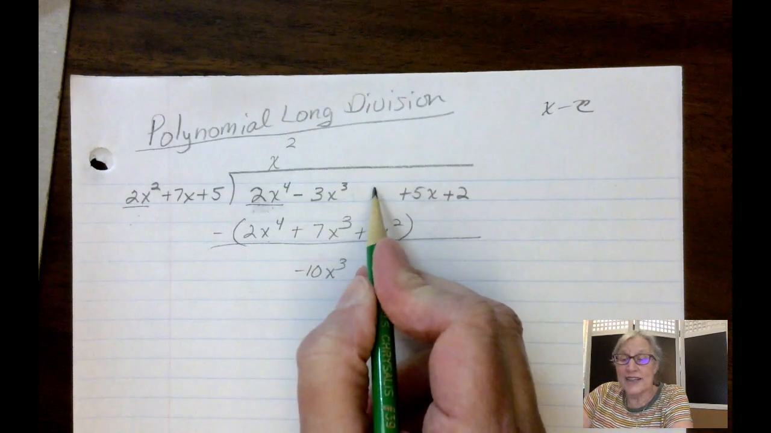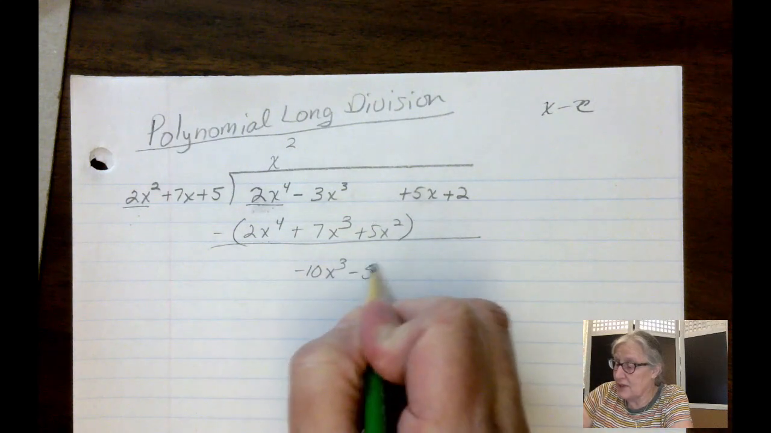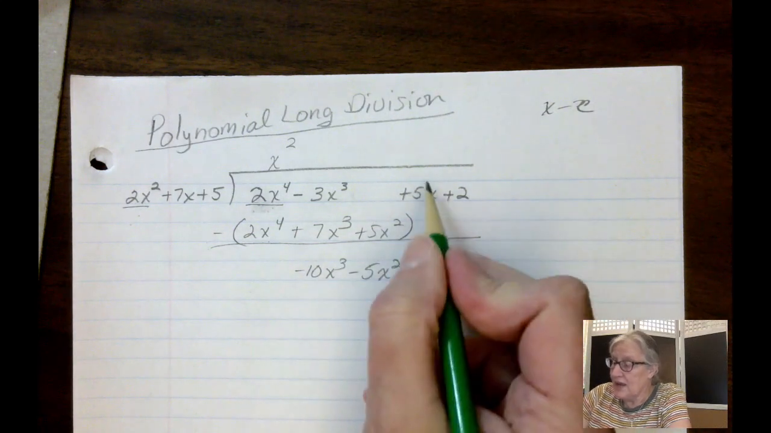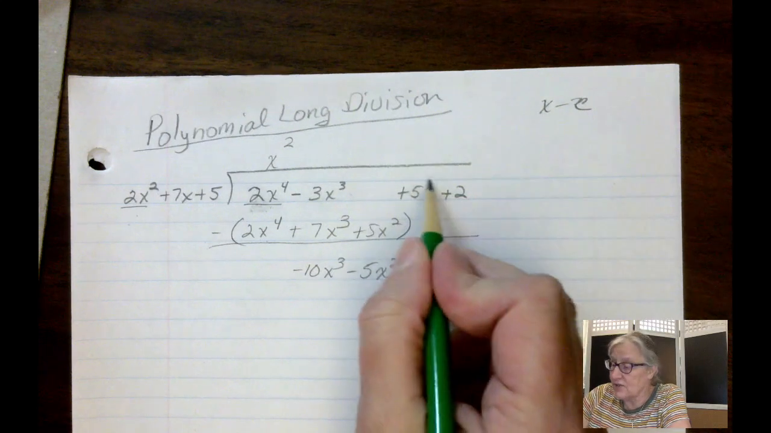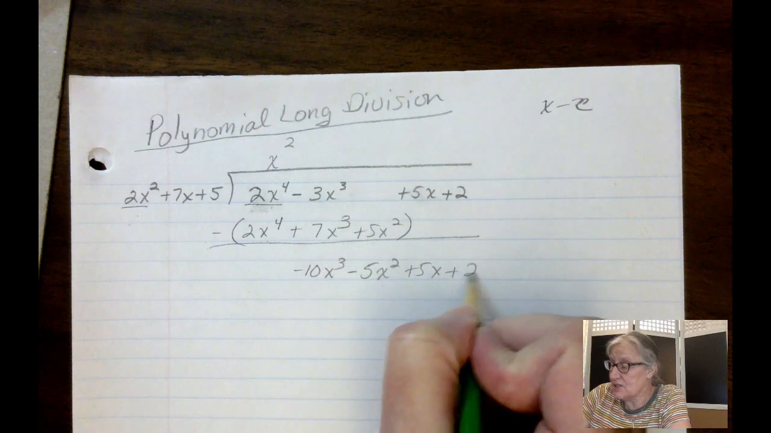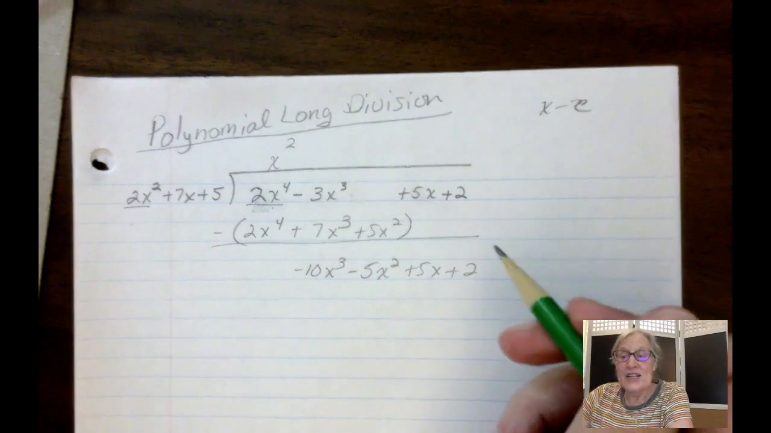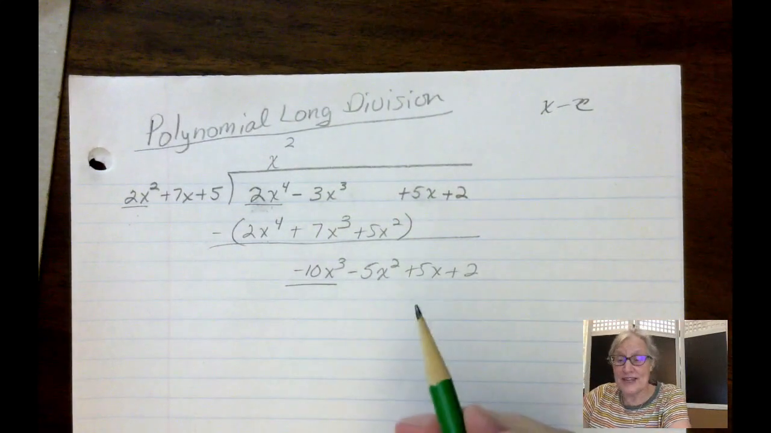We have nothing here, like a 0, right? And 0 minus 5x squared is a minus 5x squared. And nothing, these are zeros, so 5x minus 0 is a plus 5x. 2 minus 0 is a plus 2. So in essence, we just brought down those last terms. Okay, so now we're going to concentrate on this minus 10x cubed.